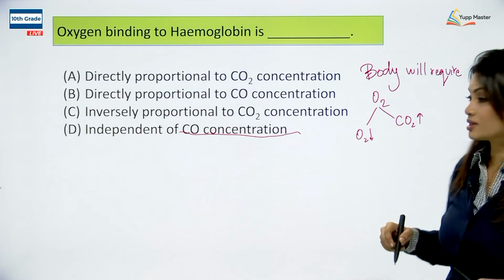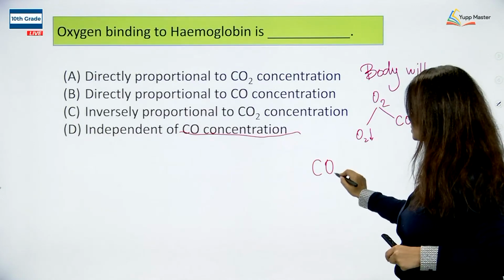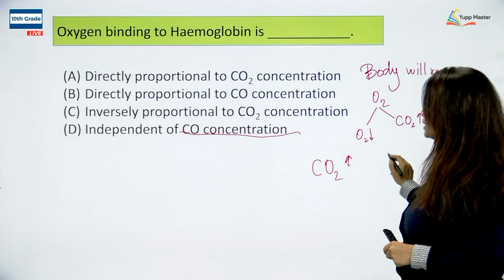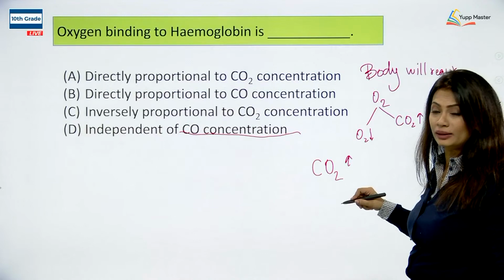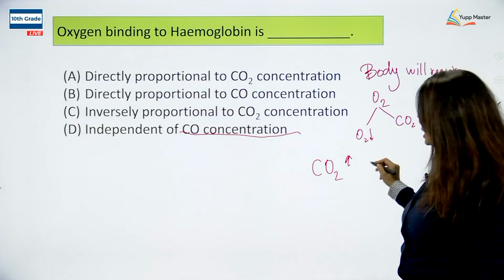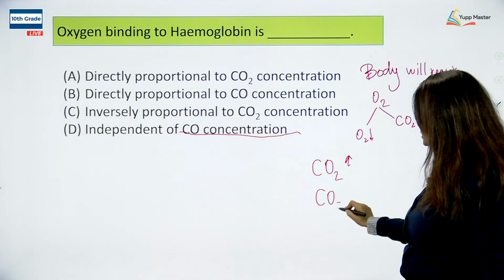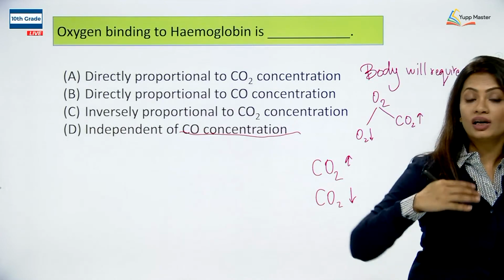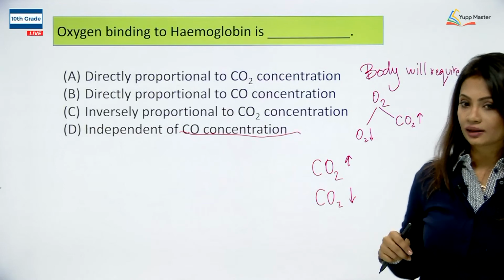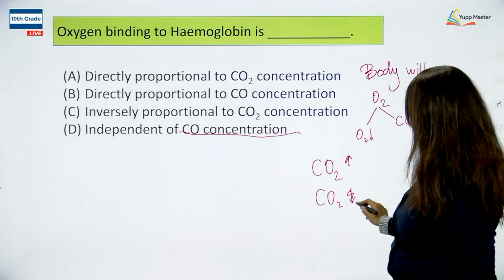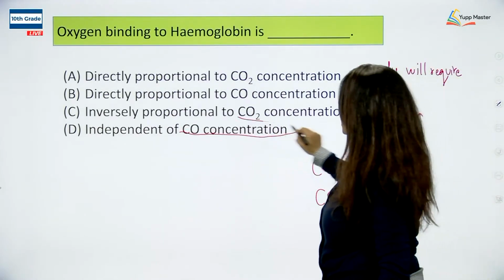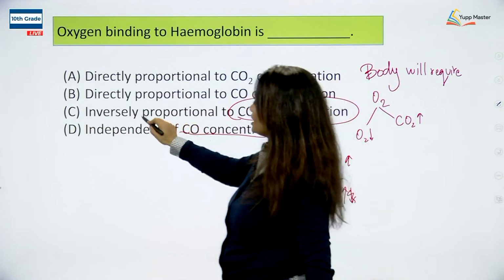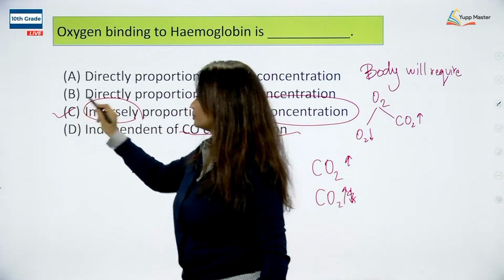Yes, if carbon dioxide is more, do you think that oxygen will stay bound to hemoglobin? Do you think so? No. If carbon dioxide is less, then what will happen to oxygen and hemoglobin? It will let go of it, which means that if carbon dioxide concentration is more, then it would be inversely proportional, which would be the correct option.